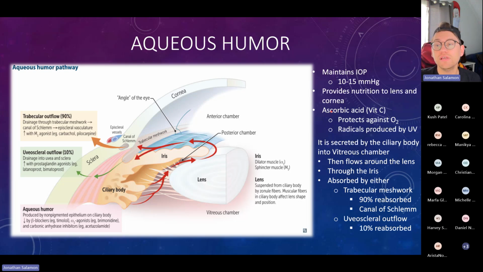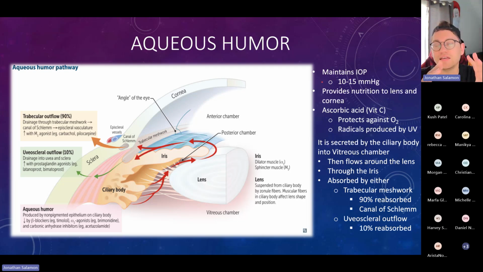Okay, so what you need to know, really, is that your eye tends to maintain a pressure from 10 to 15 millimeters of mercury. Anything above this is considered glaucoma. Anything above 15 millimeters of mercury, for the purposes of the exam.